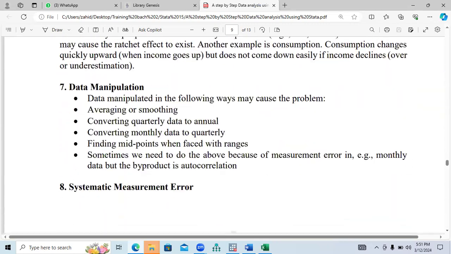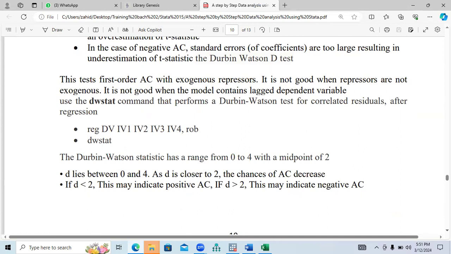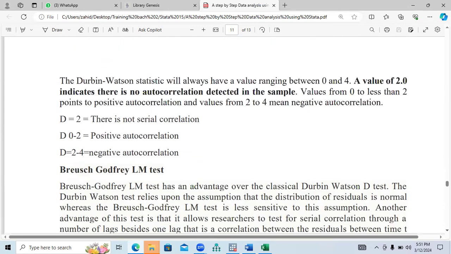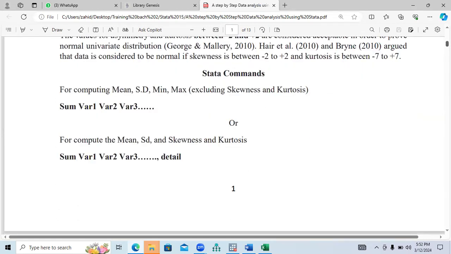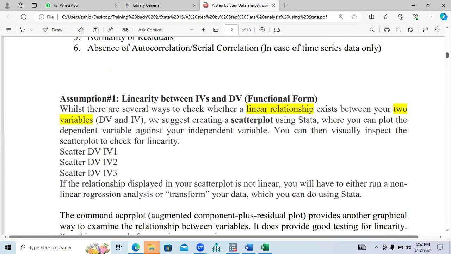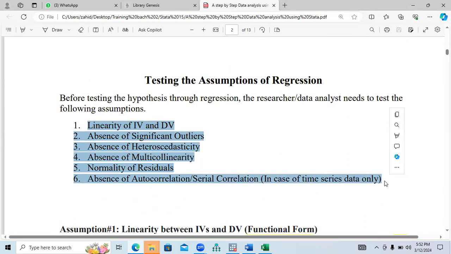So I will let you know all these things tomorrow, and I will also let you know how to consider the remedial measures to rectify if your data has some violation of these assumptions. So if any of these assumptions is violated, how to make correction in your data, what are the remedial measures, what we can do further to analyze our data. So up to this level, if you have any questions, you can ask, or we can conclude this session.